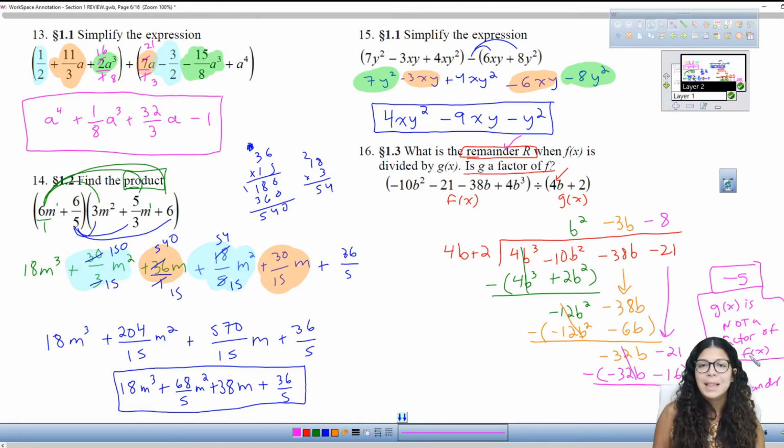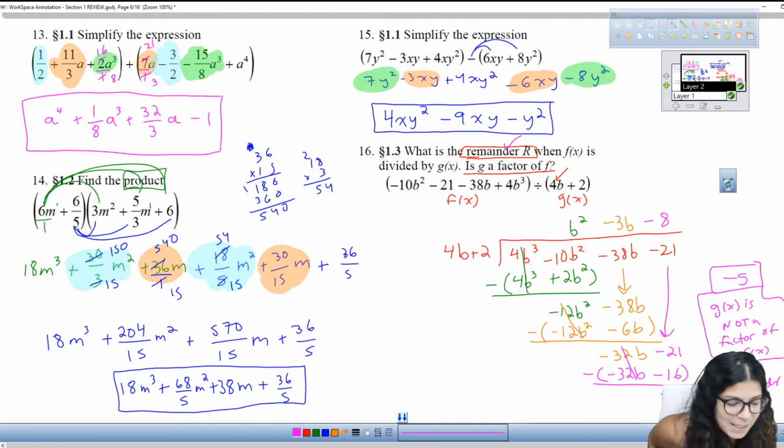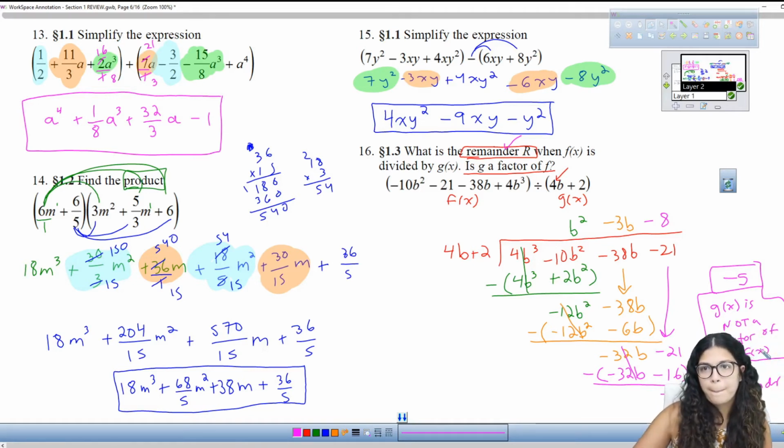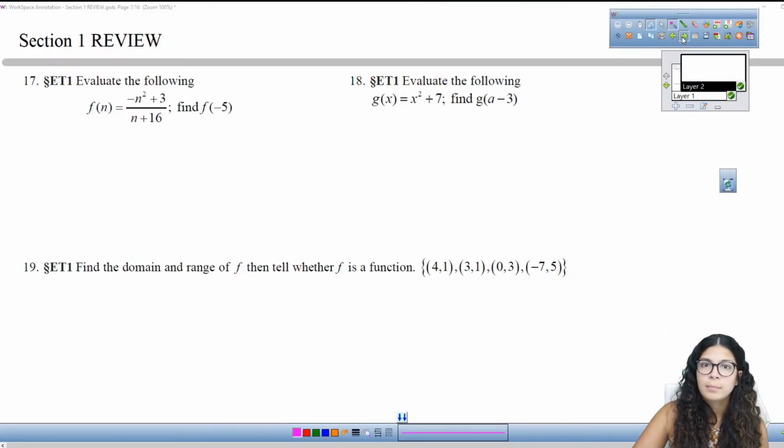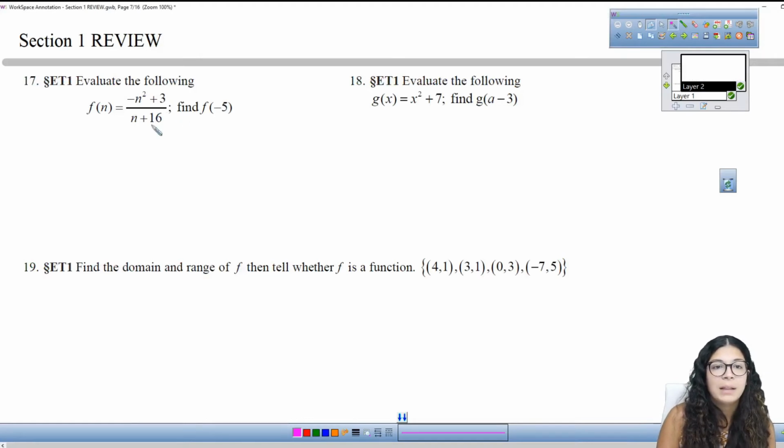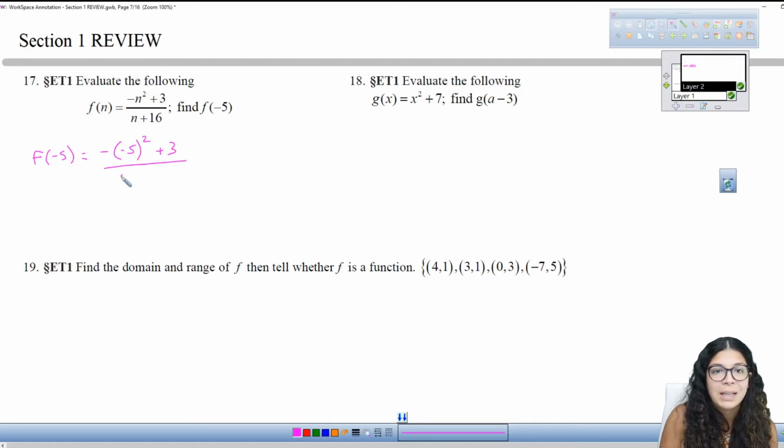All right, let's move on to number 17. Okay. So for 17, we are evaluating this for f of negative 5. So I'm plugging in negative 5 into the function. So f of negative 5 would equal negative, plug in the input, which is negative 5 squared, plus 3 over the input, negative 5 plus 16.